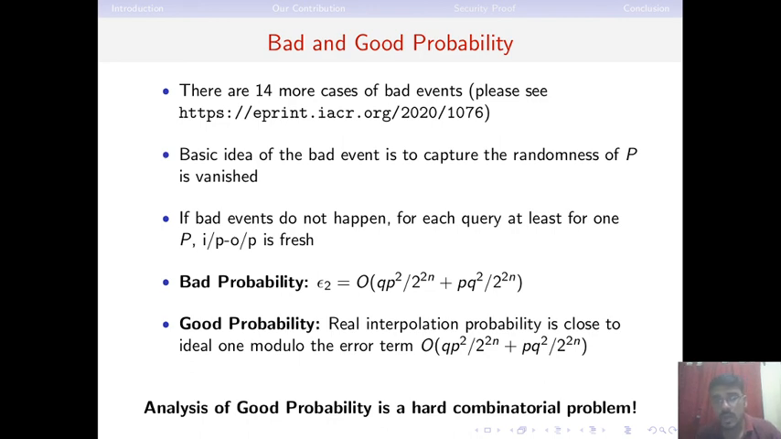If the bad events do not happen, then we calculate the ratio of the real to ideal interpolation probability, and in that case we have shown that this ratio is very close to 1 modulo the error term, which is qp^2/2^n + pq^2/2^n, and this is negligible if the number of queries is less than 2^(2n/3). That includes the construction queries and the primitive queries. The core of this paper is the analysis of the good probability, and that is a very hard combinatorial problem which is not possible to explain in this slide.